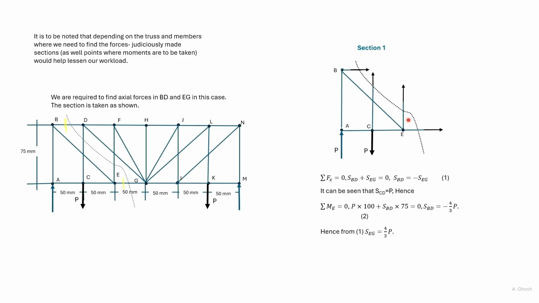Now summing up all the horizontal forces, we see that the force in BD and the force in EG are the only 2 horizontal forces, so we can find the force in EG. And summing up the vertical forces, we see that the force acting in EF would also be P.